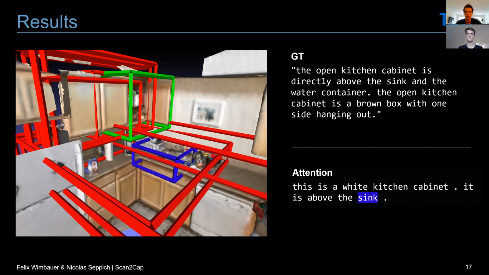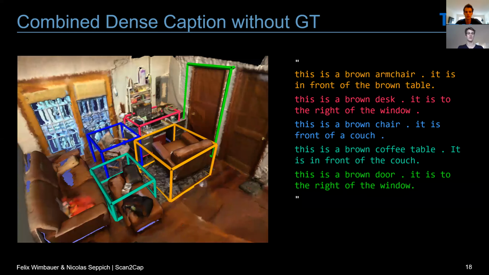Now, to give you some sort of outlook about what could be done with our technology in the future, we replaced the ground truth bounding box input with a VoteNet bounding box input. And we can see that even though the bounding boxes are maybe a little lower quality, our network can still predict very nice captions.